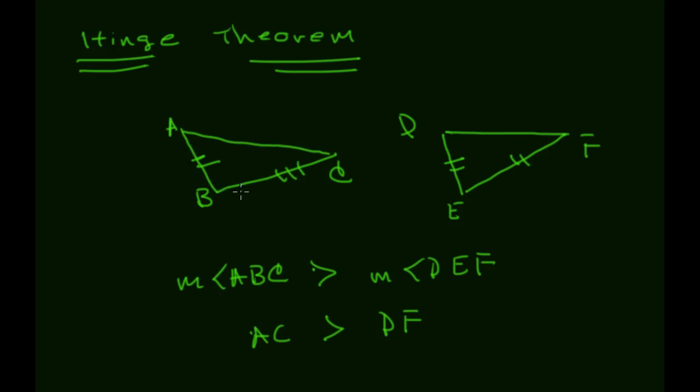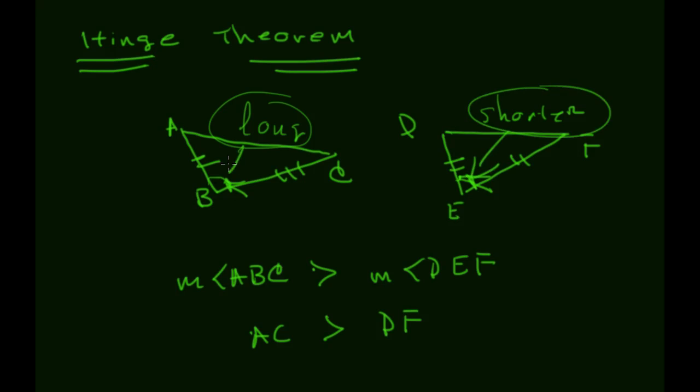That if one triangle has two congruent sides and the included angle is bigger than the included angle of the other triangle's two congruent sides, then the opposite side has to be longer and the other opposite side has to be shorter. If this angle is bigger than that one, now the question is, if this side is longer and that side is shorter, do the angles have to follow suit? And that's going to be the converse to the Hinge theorem.